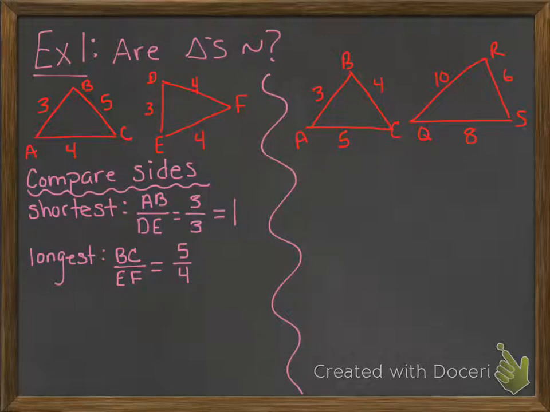So what do you notice about your triangles right now? They're not similar because my sides are not proportional. Let's go ahead and look at my remaining side, though, just to get in the habit. What's my remaining side of triangle ABC? My middle length, AC. Good, and I'm going to put that over DF.